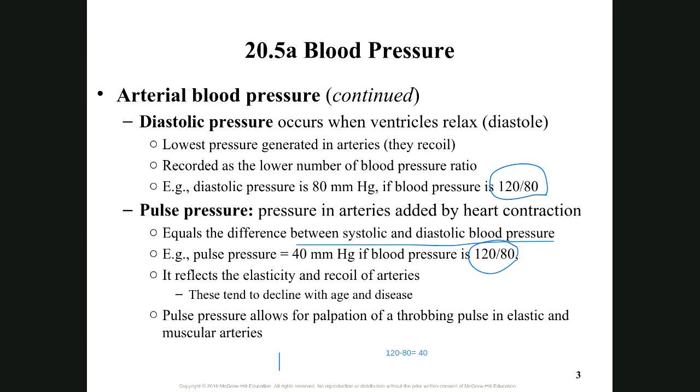And the pulse pressure can reflect the elasticity of our blood vessels. It means that if our blood vessels can show elasticity, they become stretched and then they recoil back to their original shape, they have a good and normal pulse pressure. If the pulse pressure decreases, it means that our blood vessels cannot go to contraction and relaxation easily. So the pulse pressure allows for palpating of a throbbing pulse in the elastic and muscular arteries.